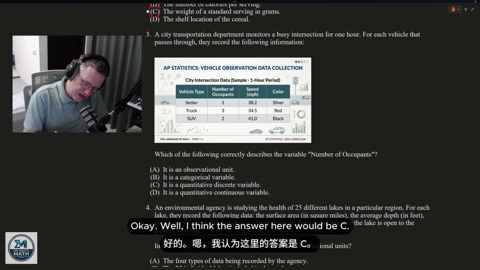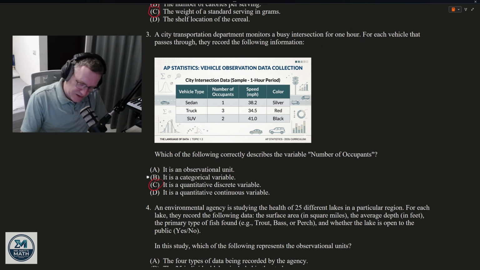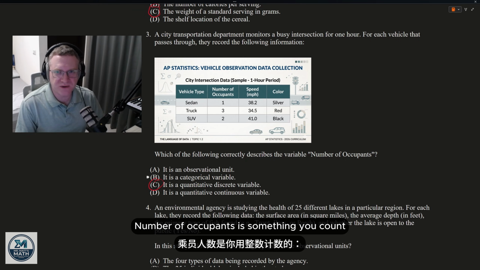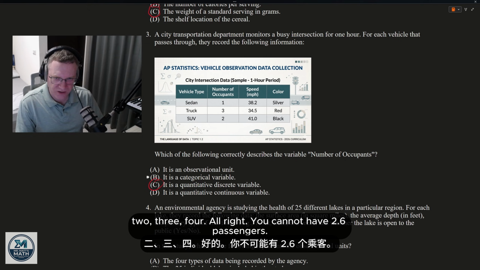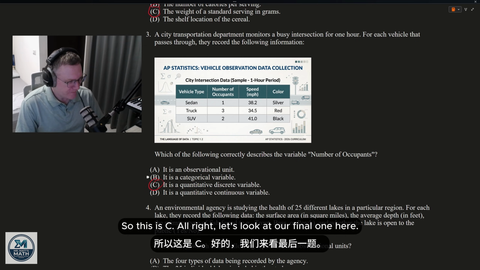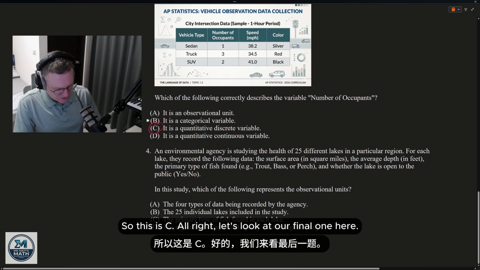Okay, well, I think the answer here would be C. It's quantitative discrete, all right? Number of occupants is something you count using whole numbers, 1, 2, 3, 4, all right? You cannot have 2.6 passengers. It's not continuous, all right? So this is C.